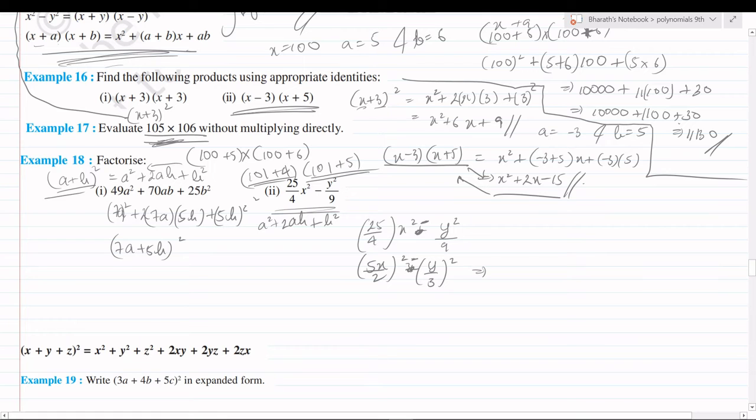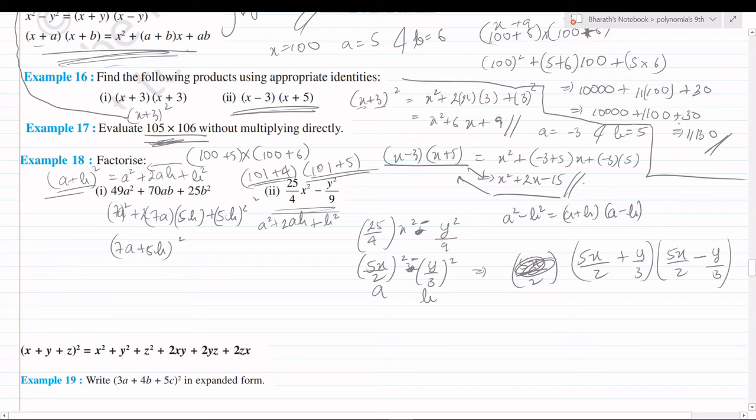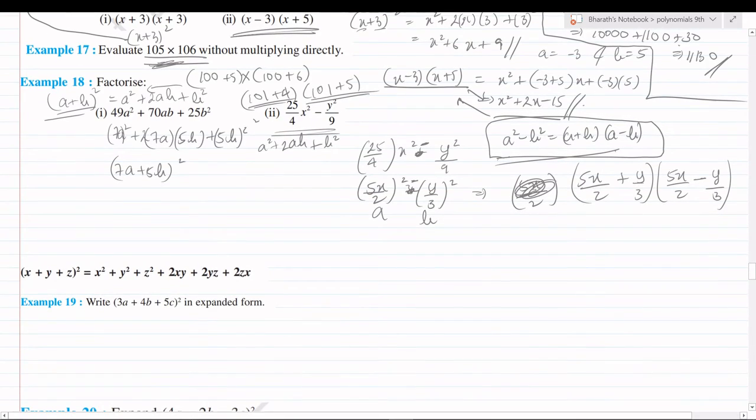We all know that a square minus b square is equal to a plus b into a minus b. So this is our a and this is our b. 5x by 2 plus y by 3 into 5x by 2 minus y by 3. This is equal to this. Simple. Keep those identities in your mind and you can solve any questions in polynomial. This is our fourth identity, which sucks. It's long.